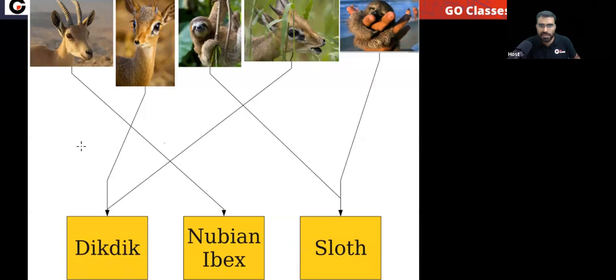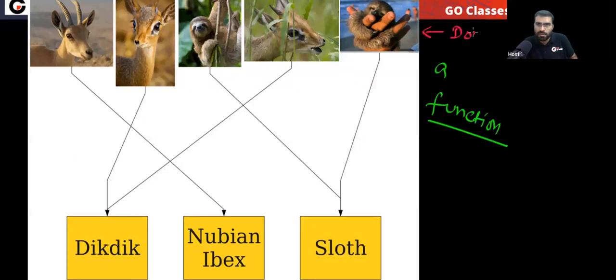Yes, this is a function, right? You can check it out. You can easily notice this is the domain. The domain has 5 elements, and this is the codomain. Codomain has 3 elements. This is a function because every element of domain has exactly one image in codomain. Every element of domain is mapping to exactly one element in the codomain.